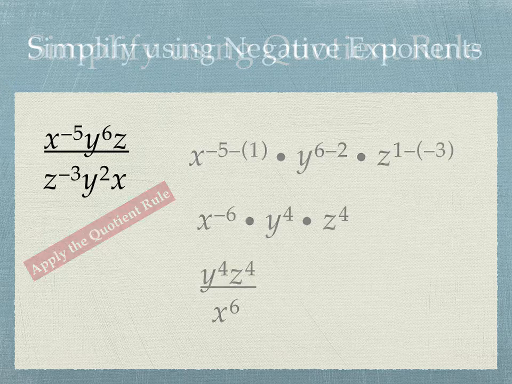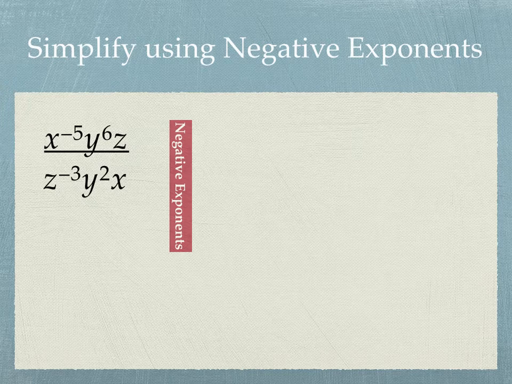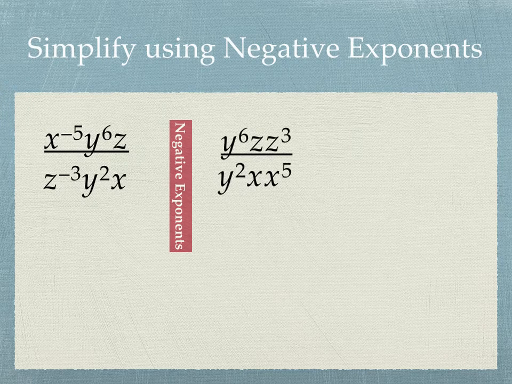Now we'll take a look at another example, and we'll apply what we know about negative exponents. I can see that the x to the negative 5th could come down to the denominator, and the z to the negative 3rd could come up to the numerator. And now to simplify this, it's easier to simplify with positive exponents.